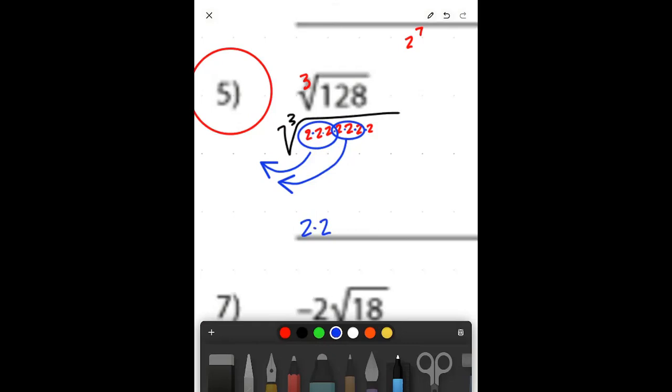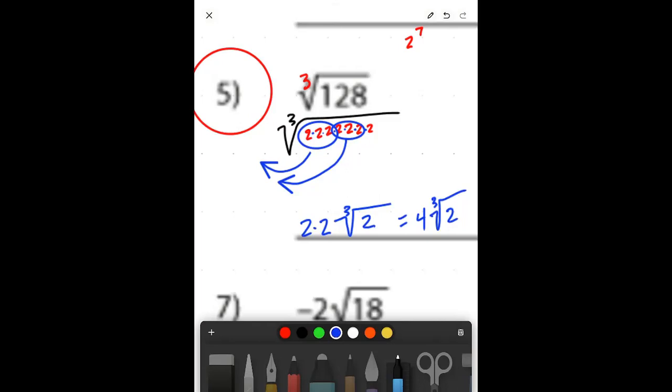And so I would just write this as the cube root of 2. And to simplify this, I would just multiply the 2 and the 2, and that's 4. So this would be 4 times the cube root of 2. That's how you simplify radicals.